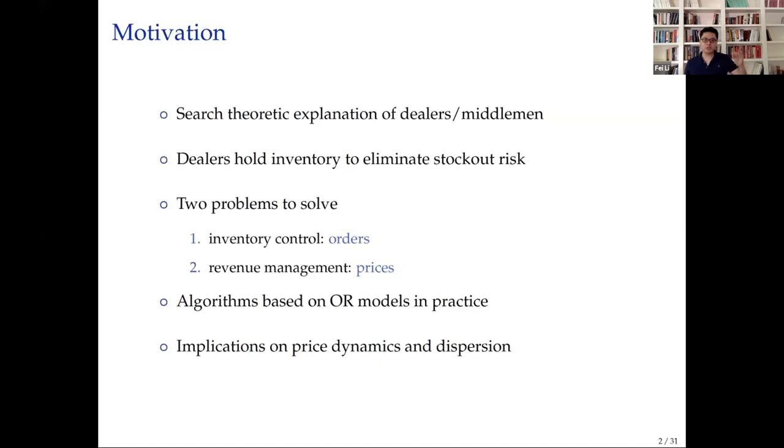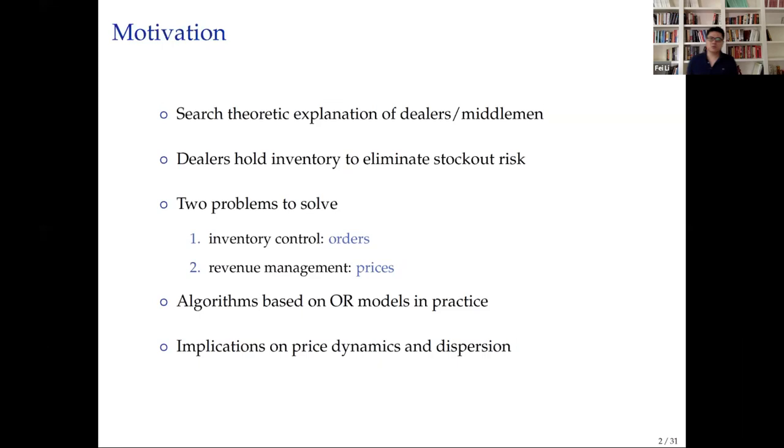This is not only relevant in the theoretical world, but also very relevant in practice. Most of the retailers or dealers we can think about in the real world actually use some algorithm to decide their price and order decisions based on their inventory. And those algorithms are written by operations research scholars. And typically they assume there is a monopolist and solve some dynamic control problem.